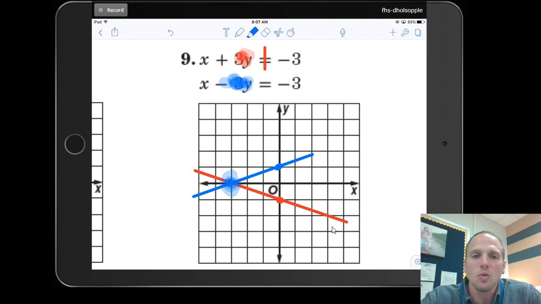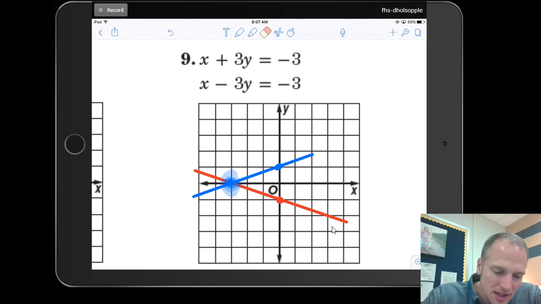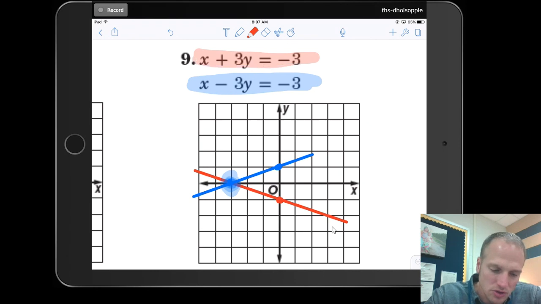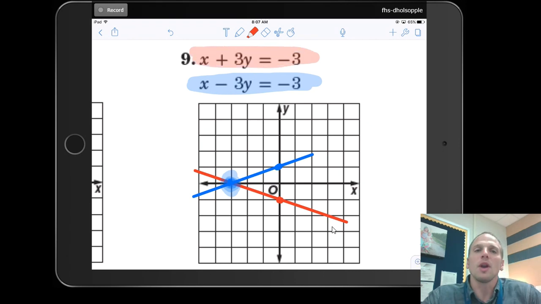Okay, let me explain to you why that is the answer and what we are actually trying to do here. The blue line is the set of ordered pairs that will be a solution to that bottom equation. The red line is the set of ordered pairs that are solutions to the top equation. And what I'm looking for is the one ordered pair that will be a solution to both equations. All right. And so that's going to be where those two lines cross.